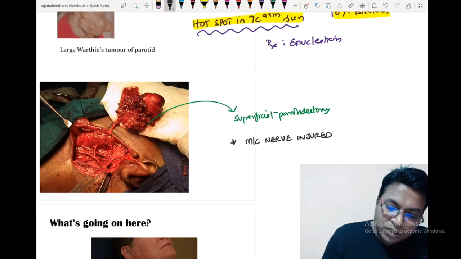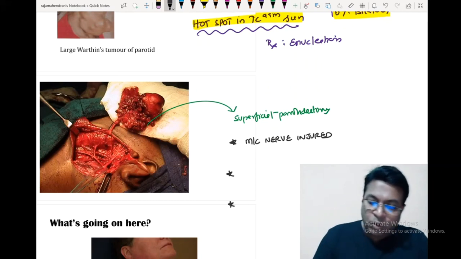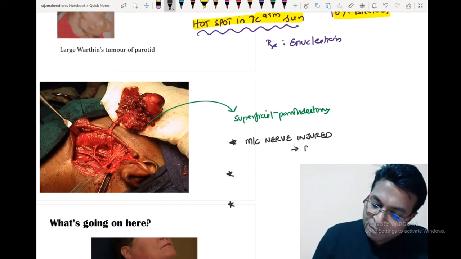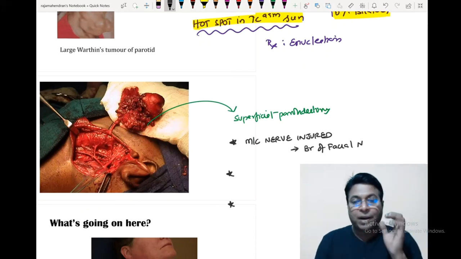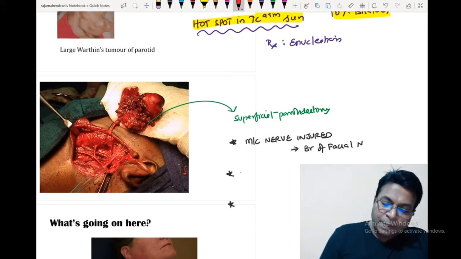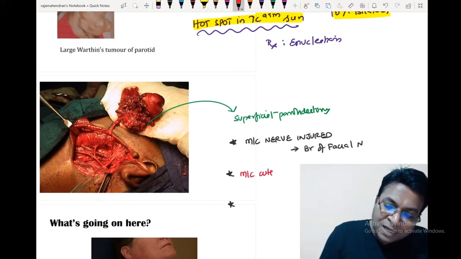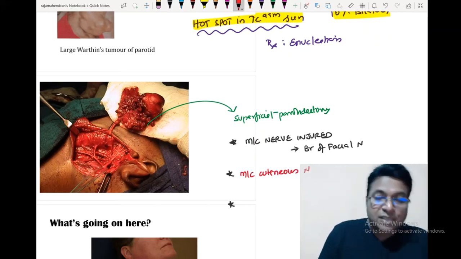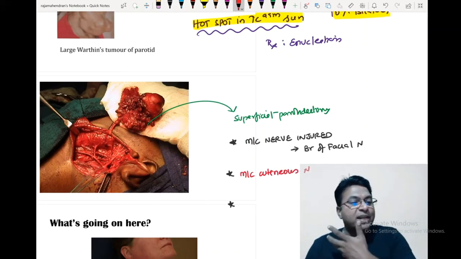I am going to ask 3 questions, 1, 2, 3, from parotidectomy surgery. The most common nerve injured is a branch of the facial nerve. Then, what is the most common cutaneous nerve injured? Because the facial nerve is a motor nerve, it will not cause any sensory loss.